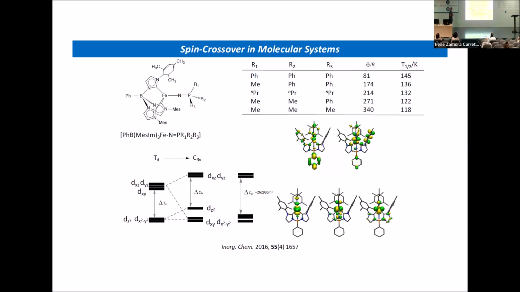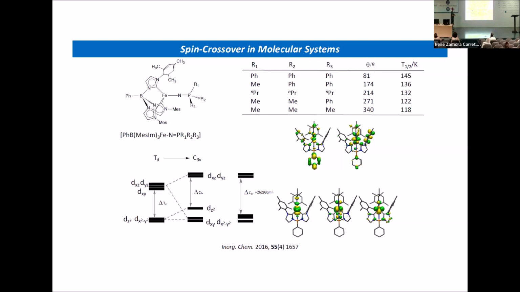Not only that, there is a dependency of the transition temperature on the size of this phosphine. If you use bulkier phosphines, you have a very high transition temperature. If you use small phosphines, the transition temperature goes down by almost 100 kelvins. And there seems to be a correlation between the Tolman cone angle, which measures the volume of this phosphine, and the transition temperature.